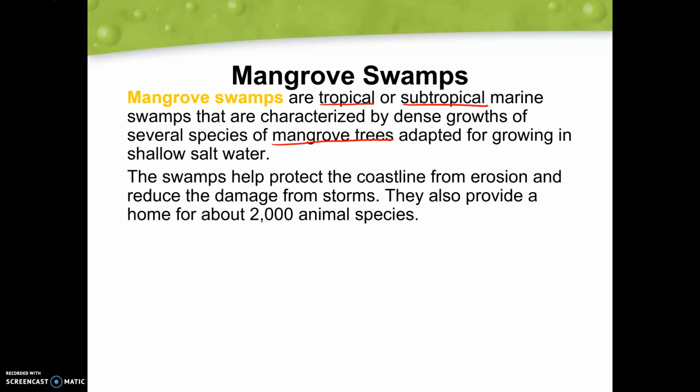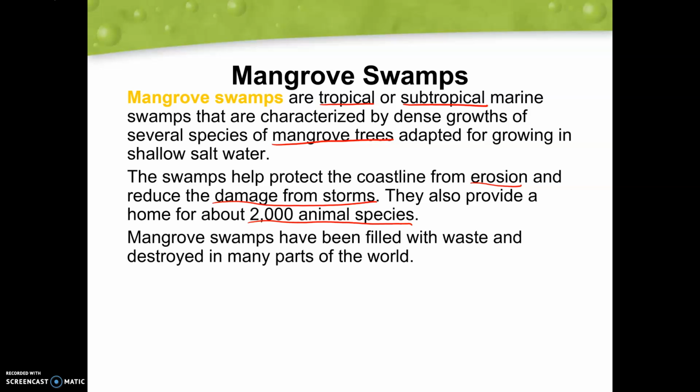So again, we're helping with erosion and protecting from damage from the storms. We're also going to see a home to about 2,000 animal species in mangrove swamps. So they have a very diverse population of animals here.